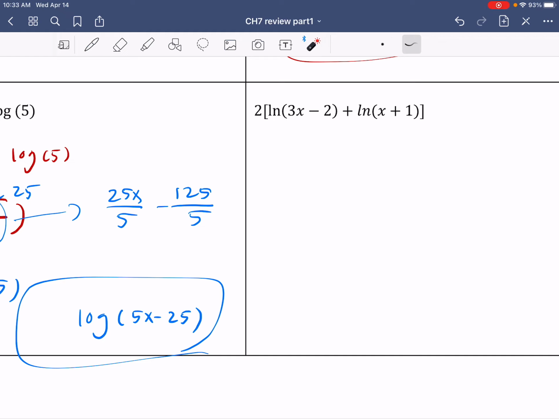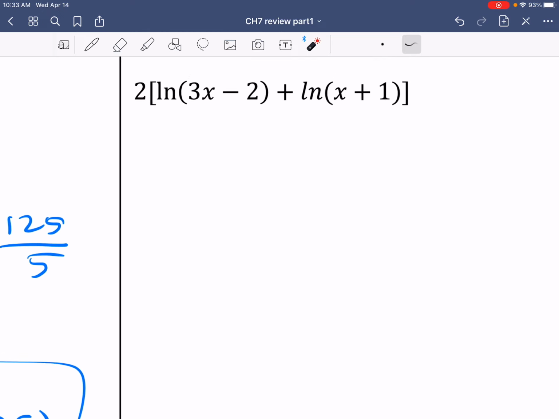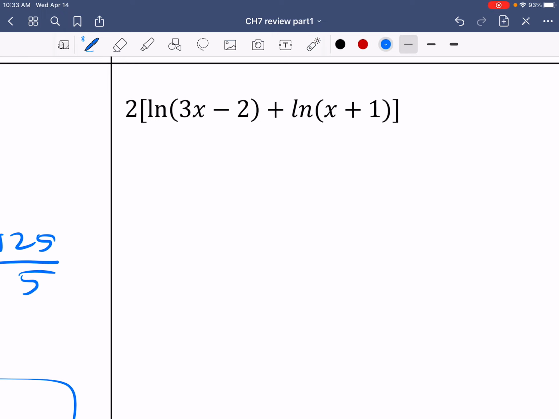I'll give you a hint: simplify inside first and then deal with it like that, okay? Oh wait, I think I should go over this. So natural log, now it's plus, which means you can multiply this, right? Now it's going to be something, so you have to distribute like FOIL.